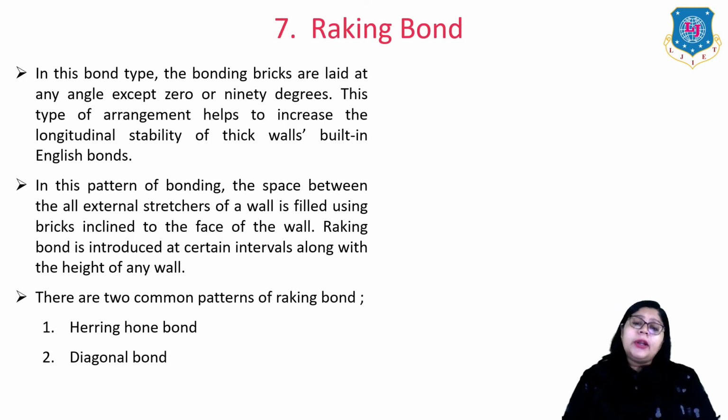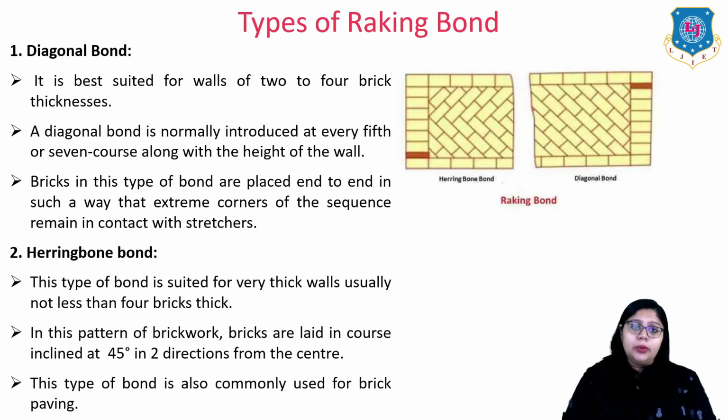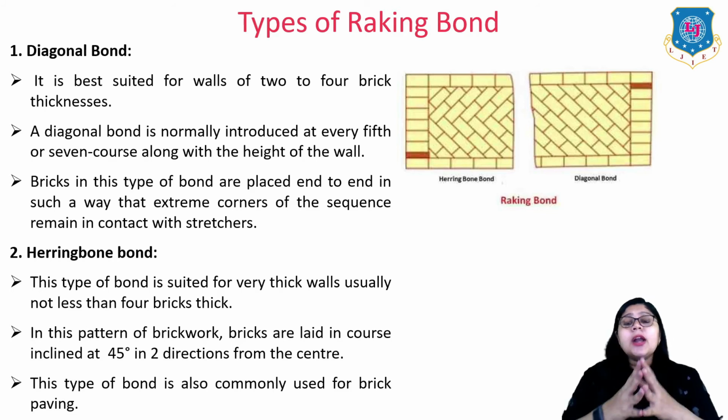There are two common patterns of this raking bond, the herringbone bond and the diagonal bond. Let us understand the different types of raking bond. The first one is the diagonal bond. It is best suited for walls of 2 or 4 brick thickness. The diagonal bond is normally introduced at every 5th or 7th course along the height of the wall. Bricks in this type of bond are placed end to end in such a way that extreme corners of the sequence remain in contact with the stretchers, as shown in this figure.